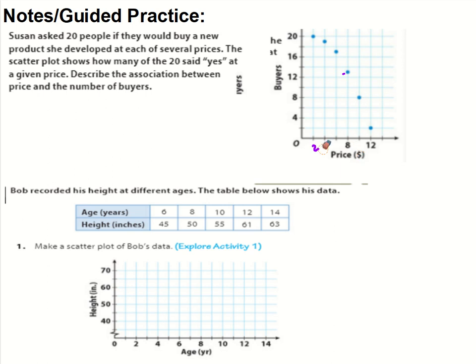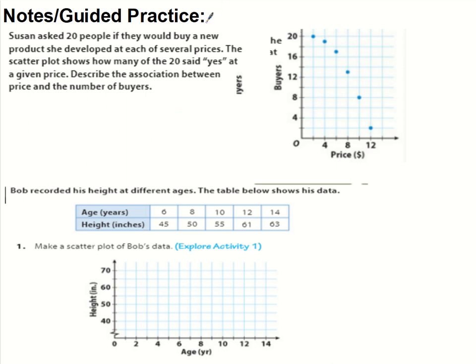She's trying to figure out what price she should sell this product at so that she can make the most amount of money. So she's doing a survey to figure out, maybe if I sell it for, I don't know, $8 and I get 13 people to buy it, then 8 times 13 tells her how much money she makes. Well, she sets it at $10. 10 times 8 is $80. That's how much money she'll make. So she's trying to figure out what's going to give her the most amount of money.